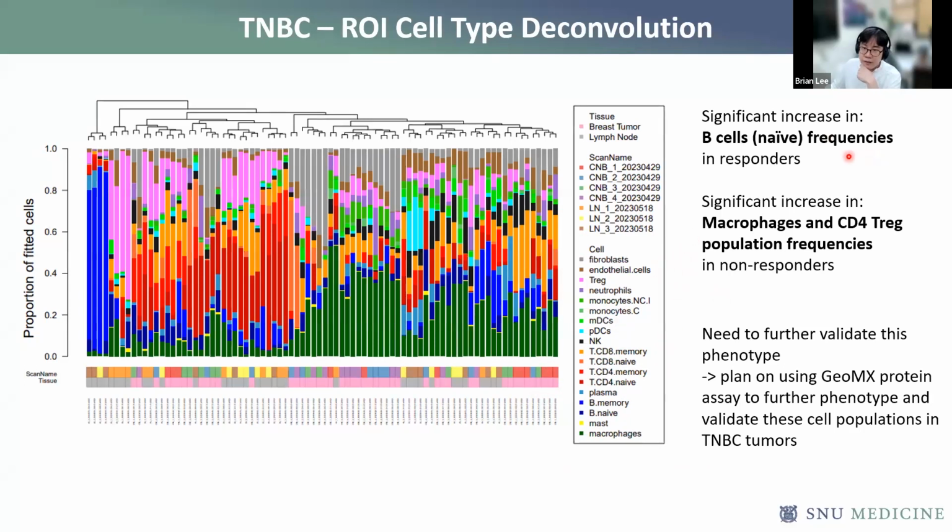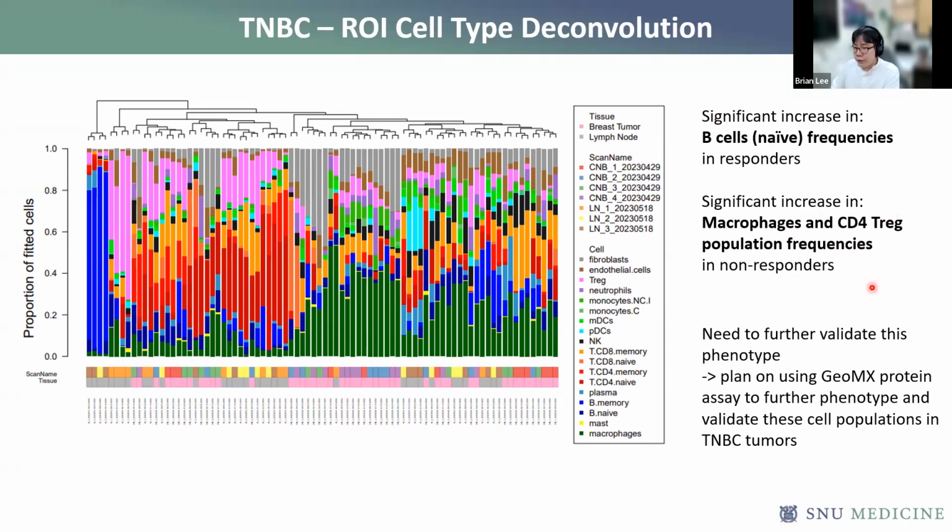And what's quite interesting was that when we compared the frequencies of these predicted cell subsets, we found a significant increase in naive B cells in responders. And then we also found a significant increase in macrophages and CD4 Treg populations within non-responders. And so particularly the CD4 Treg phenotype is quite well known across various cancers, where the CD4 Treg will play an immunosuppressive role and a pro-tumorigenic role. And so this was a nice kind of validation of that.